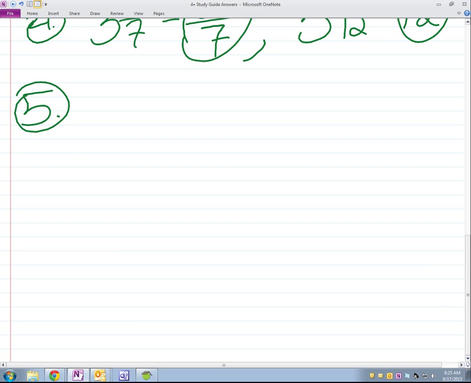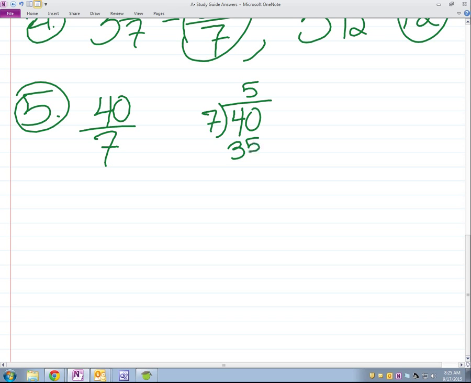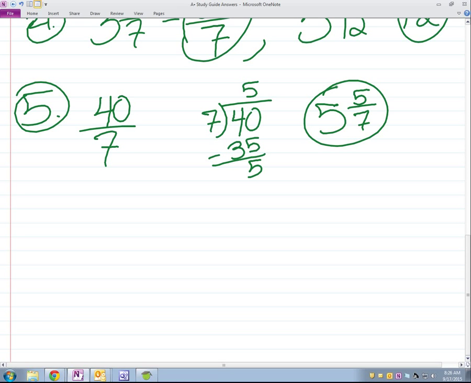No. Okay, number 5. We want to make this improper fraction into a mixed number. Remember, a mixed number has a whole number and a leftover fraction. The way that you're going to do that is you're just going to do 40 divided by 7. I know that 5 is 35. So I have a remainder of 5, which comes out to be 5 and 5/7. Now this is showing all of your work. It's possible, because that one's pretty quick, that you could have done a little bit of that in your head.